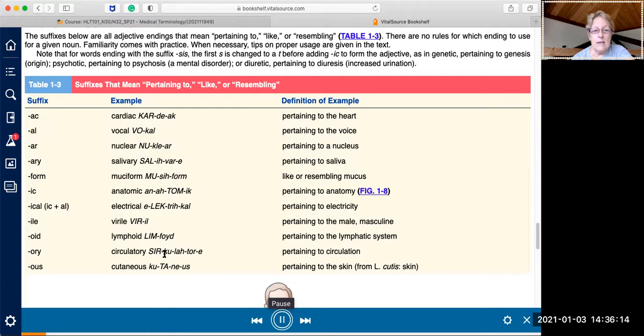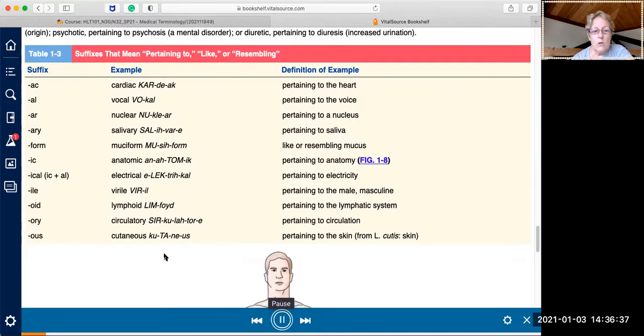Nuclear, AR at the end. You've got IC. We see that a lot in just our everyday English speech, but that means pertaining to. In this case, they're giving you anatomy or anatomic. So, depending on where you're, the anatomic position of the body. And OUS, you'll see OUS all the time in our regular English words that we use that are non-medical words. And in this case, they're giving us the example of cutaneous, so pertaining to the skin.